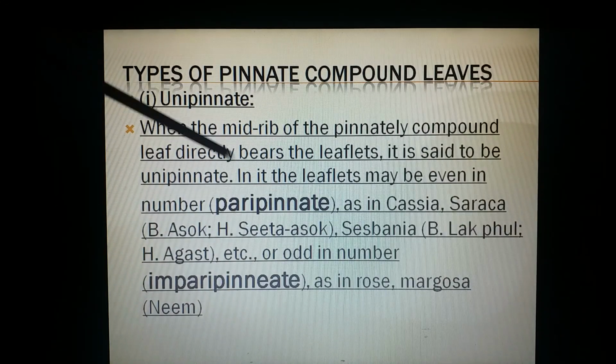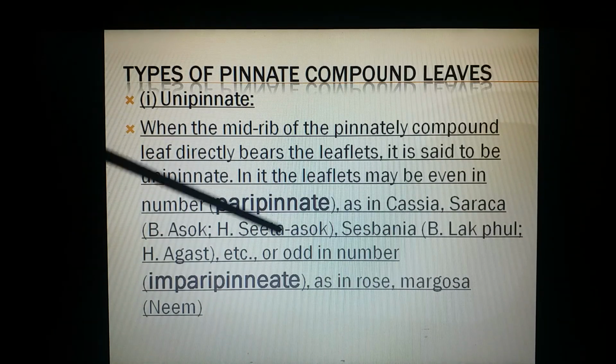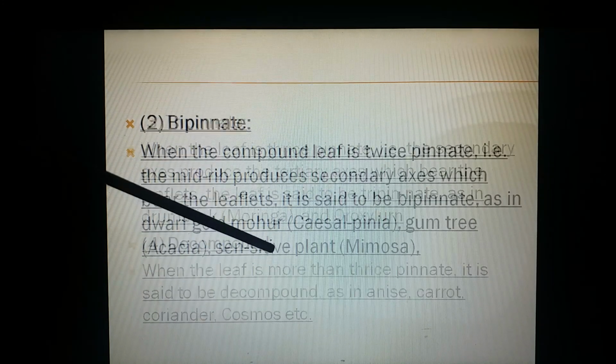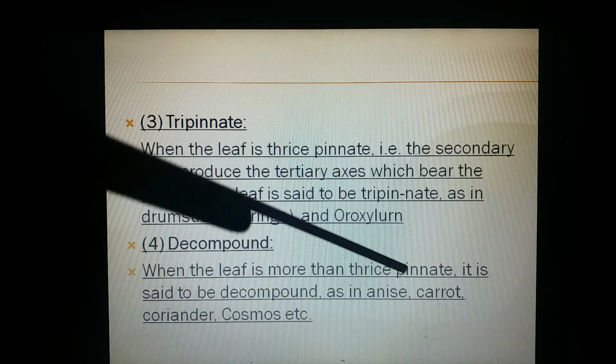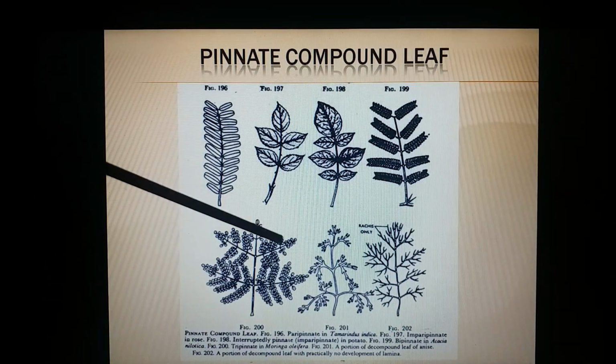So this is unipinnate, where we have mentioned the paripinnate and the imparipinnate compound leaves. The examples are mentioned there. And then this is a bipinnate compound, the examples again. Then this is a tripinnate compound, Moringa. Then decompound leaf, we can say in the case of carrot. Now, these are all various pinnate compound leaves.